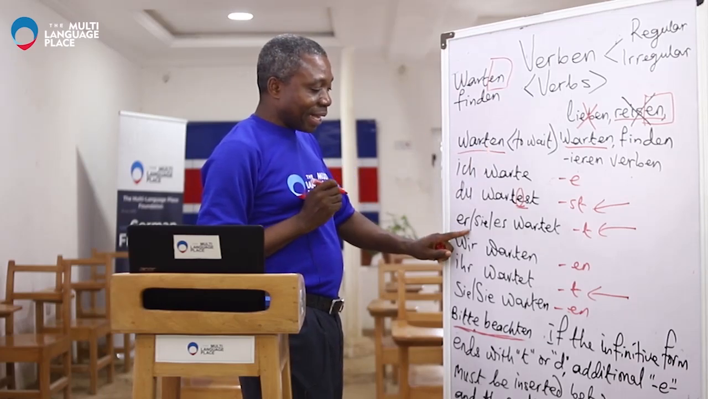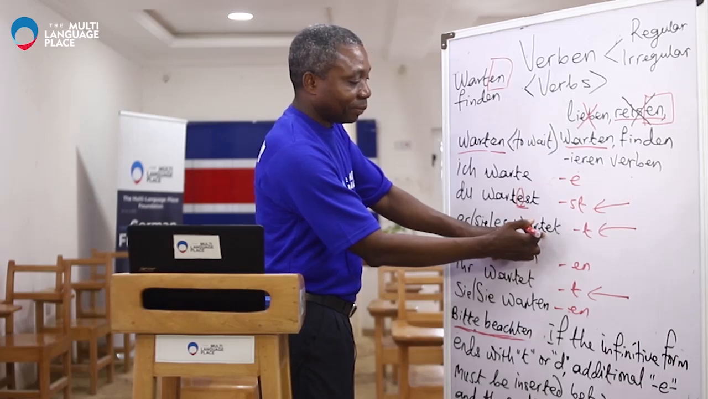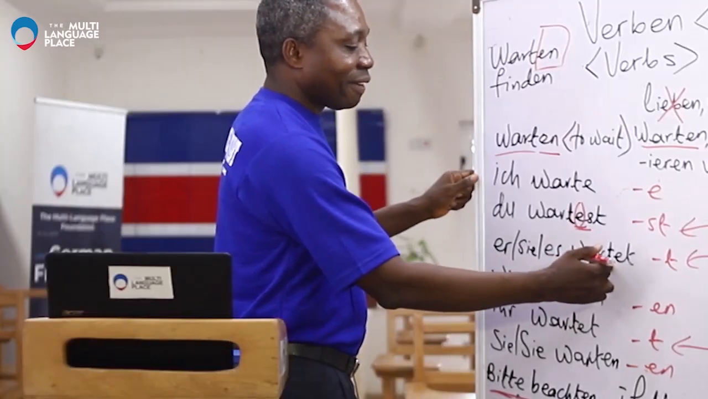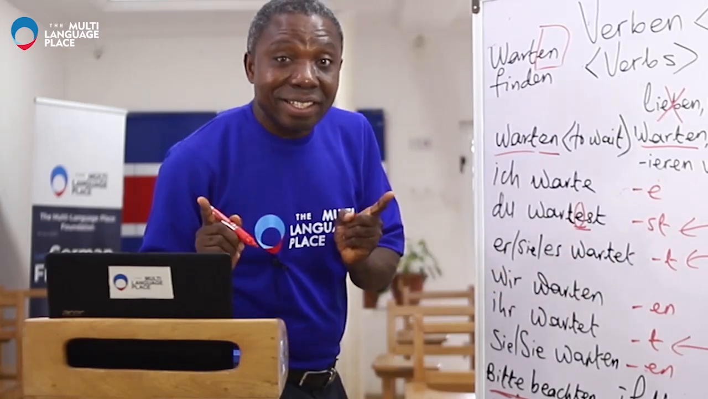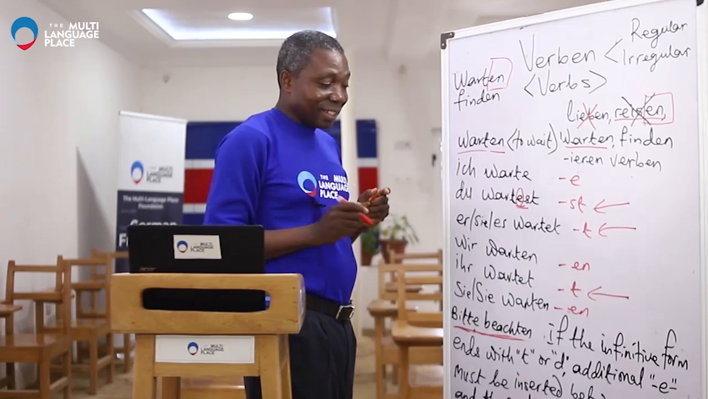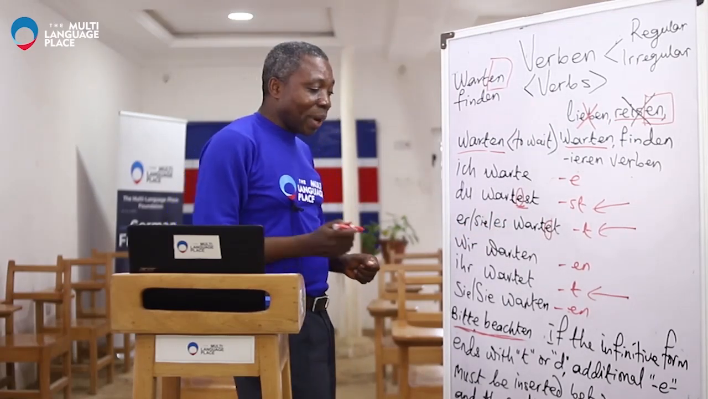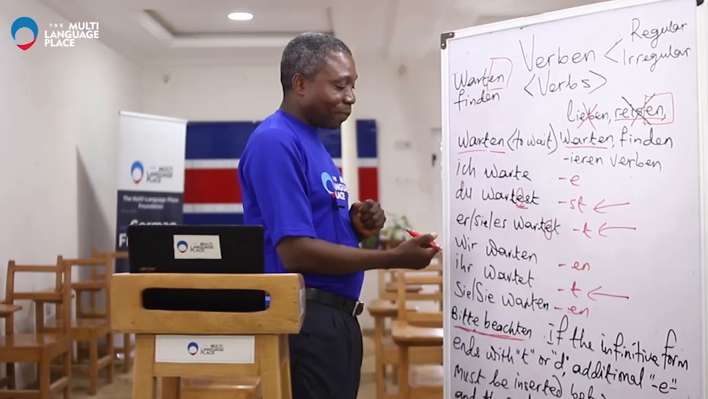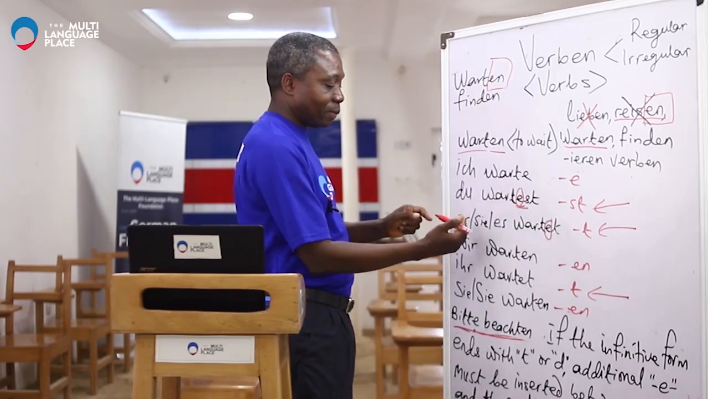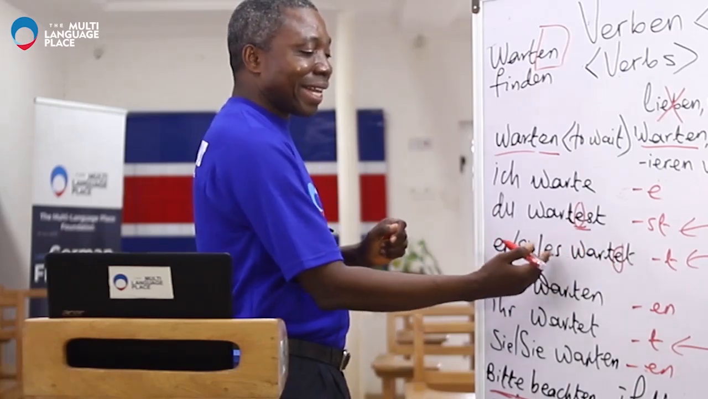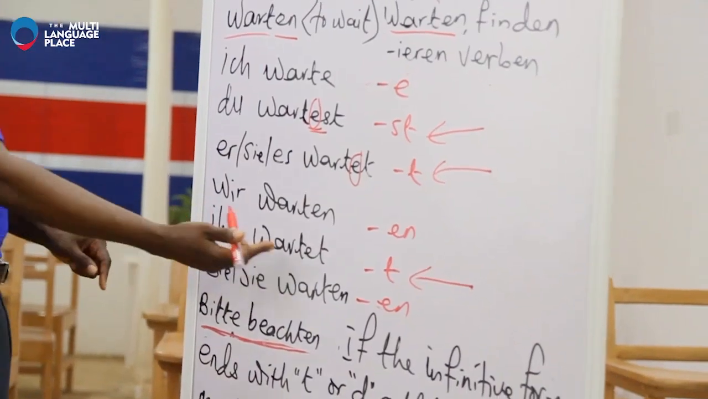The same thing with this, W-A-R-T, and normally, this one's supposed to be an additional T, but then for the ease of pronunciation, this E is added. So we have du wartest, er wartet, sie wartet, es wartet. And then second person plural, ihr wartet.